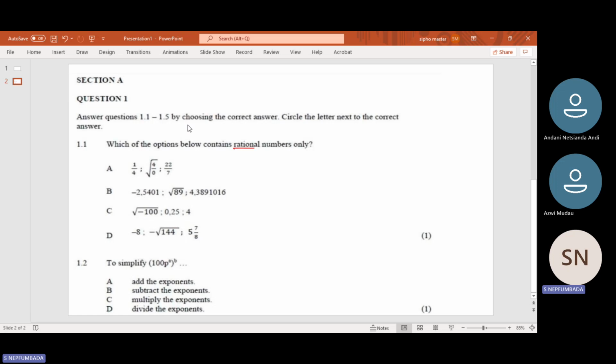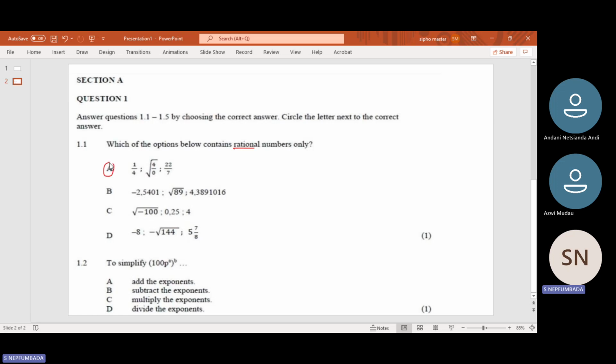What are rational numbers? What is a rational number? What do you understand by rational number? Let's define rational numbers.